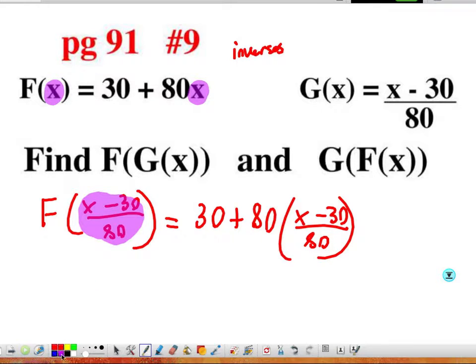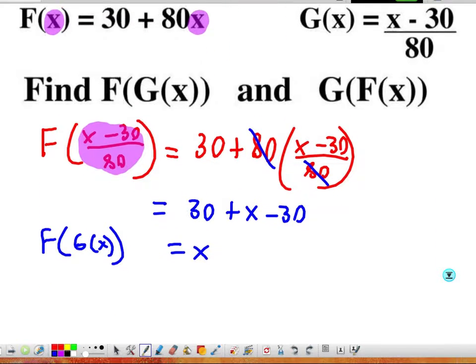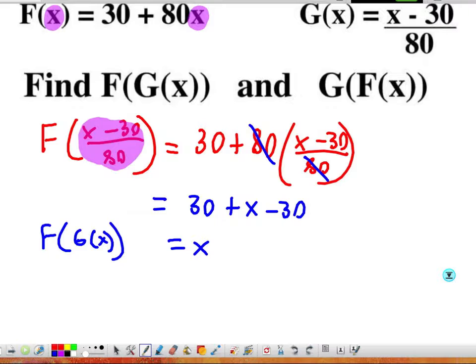And now we just need to simplify this. Some of you may be tempted to distribute the 80, but let's not complicate things for ourselves. Let's keep it simple. This 80 here and this 80 on the bottom, they're going to simplify to just 1. And so what we get here is 30, and since there's nothing outside the parentheses being multiplied anymore, we can just write plus x minus 30. And we can simplify this further. 30 minus 30 basically becomes 0, and so we get that f of g of x is equal to just x. Well, that came out very simple. Just x.